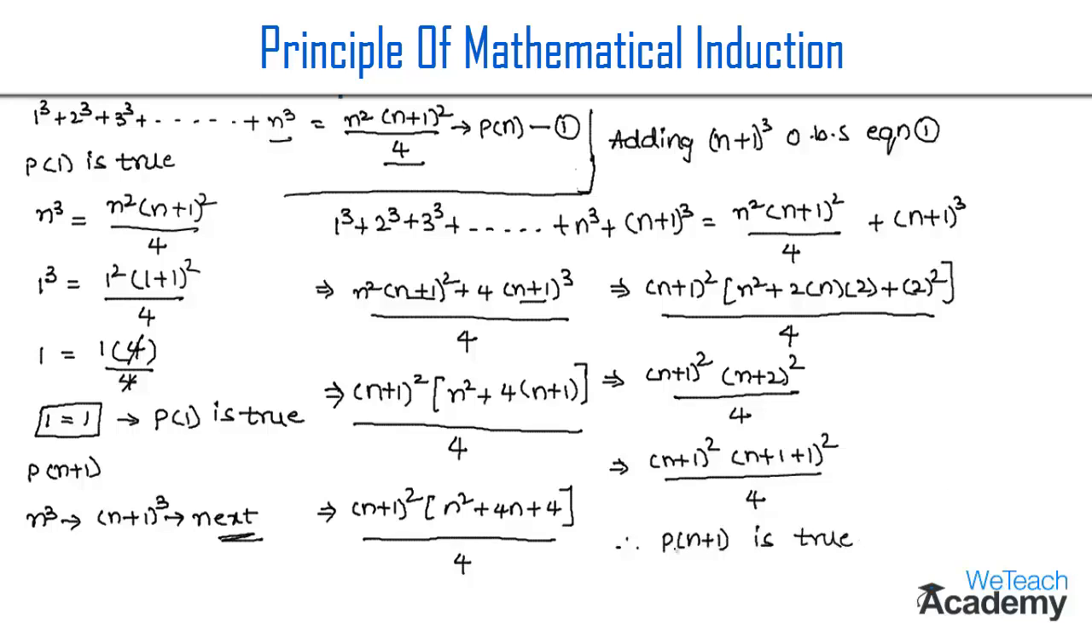So therefore the formula for the sum of the cubes of the natural numbers, 1 cube plus 2 cube plus 3 cube plus so on plus n cube, is given by n square into (n plus 1) whole square divided by 4. So this is the proof of sum of the cubes of the natural numbers.